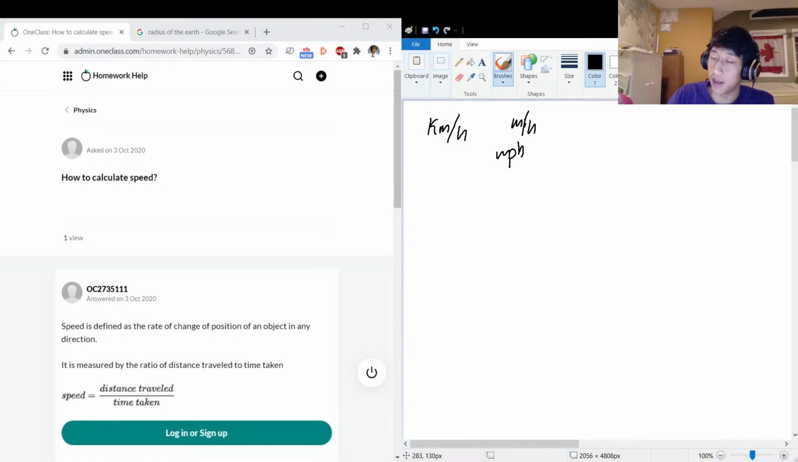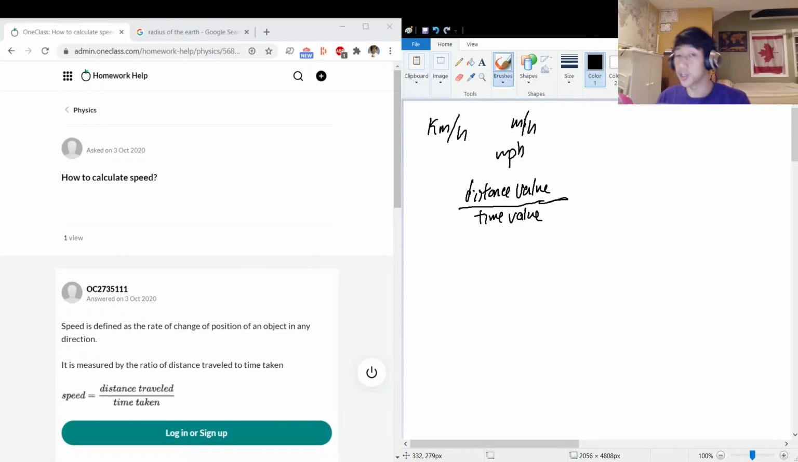Regardless, our speed measurement is always going to be some distance value divided by a time value. Okay, that would be the units of our speed. And based on the units, we can kind of tell what the equation is, or how we should calculate it. So if you have distance divided by time, that's really what we need to find out how to calculate the speed.